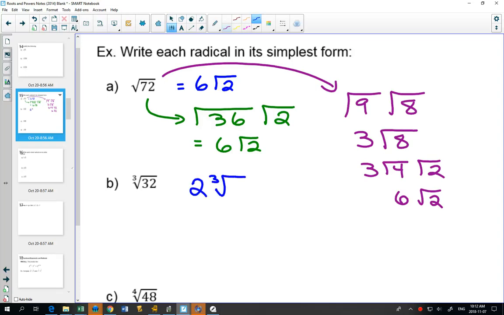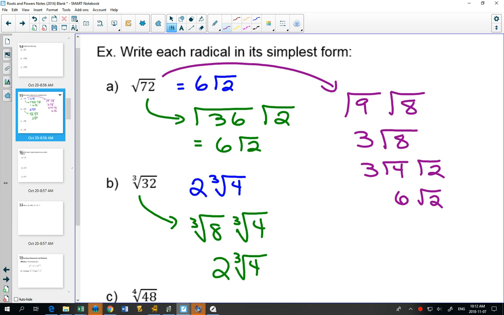Okay? The second one, the answer is 2 cube root of 4. Now with cube roots, you're looking for a perfect cube that divides 32. The work that you would have probably shown is the cube root of 8 times the cube root of 4. 8 times 4 is 32, and the cube root of 8 is 2. So we have to write that little 3 to show that it's a cube root all the way through.